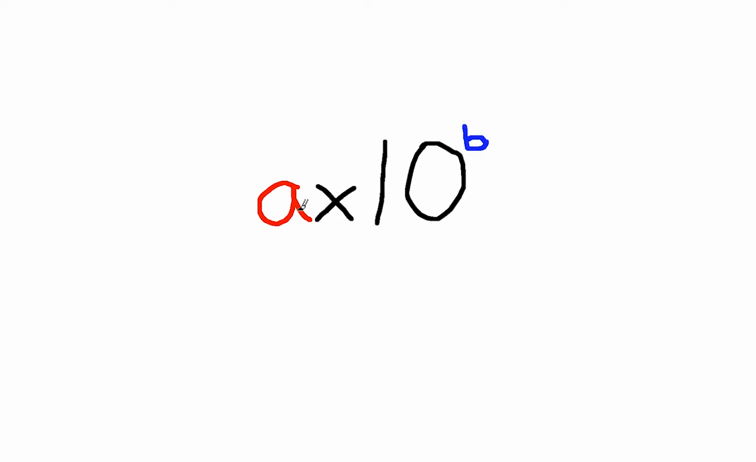In this video, we're going to go over scientific notation. This notation is used to express really big or small numbers in a simplified way. Numbers in scientific notation take the form a times 10 to the b, where a is a decimal between 1 and 10, and b is an integer.